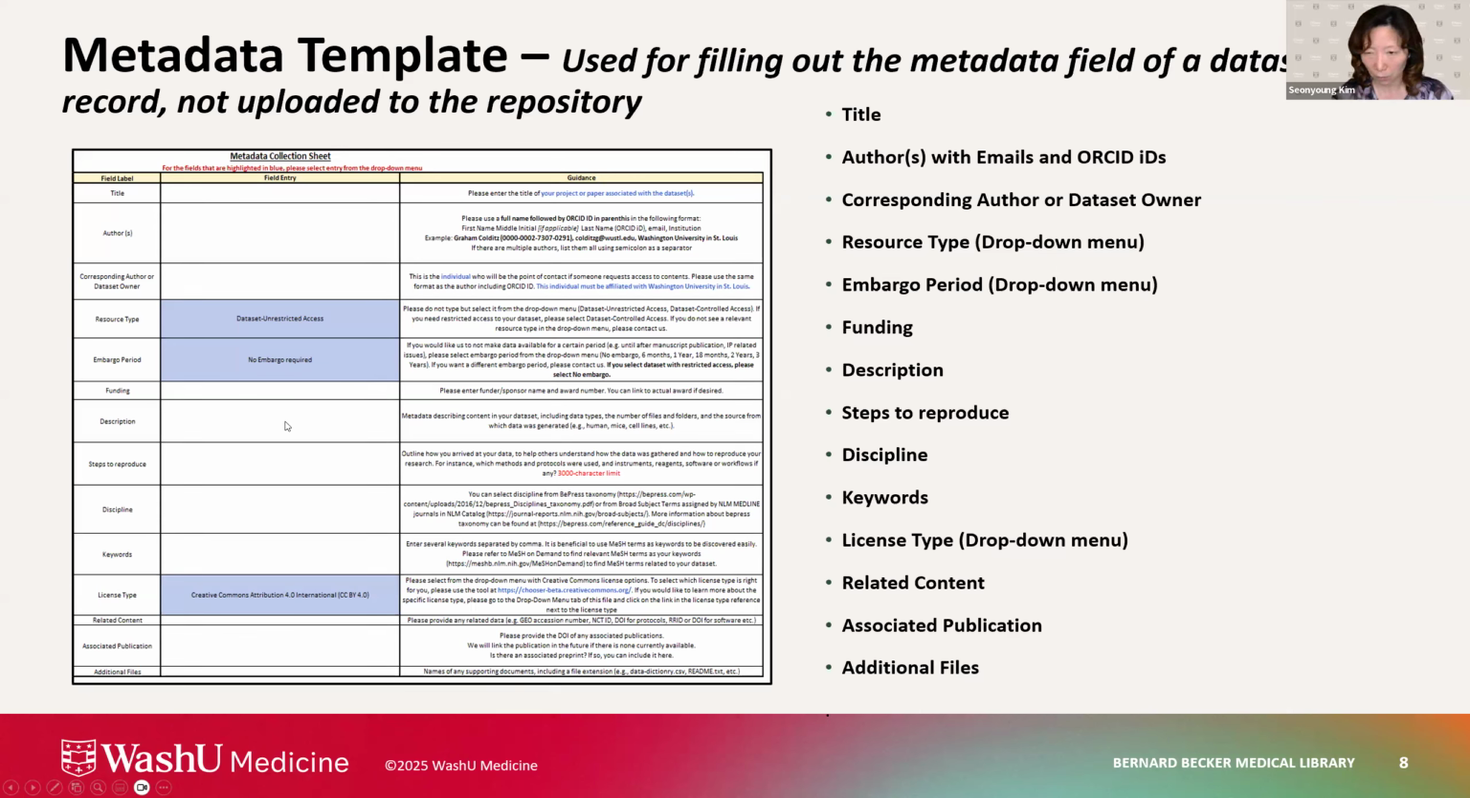Funding information, and a detailed description that is contextual. Steps to reproduce is unique to our platform. If you publish the method using either protocols.io or STAR Methods, you can just put a DOI. Otherwise, you have to put something in there. And for discipline, you select the discipline and keywords. We highly recommend using MeSH terms because a MeSH term has a unique URL, so it's good for discovery. It's indexed. Then license type, which is a drop-down menu, related contact, associated publication, and additional files.